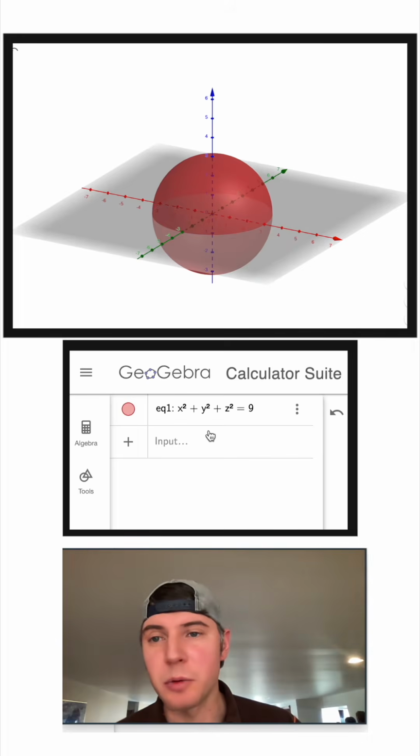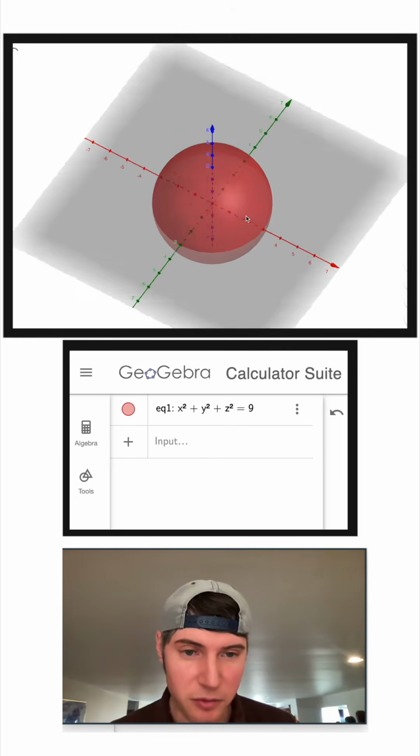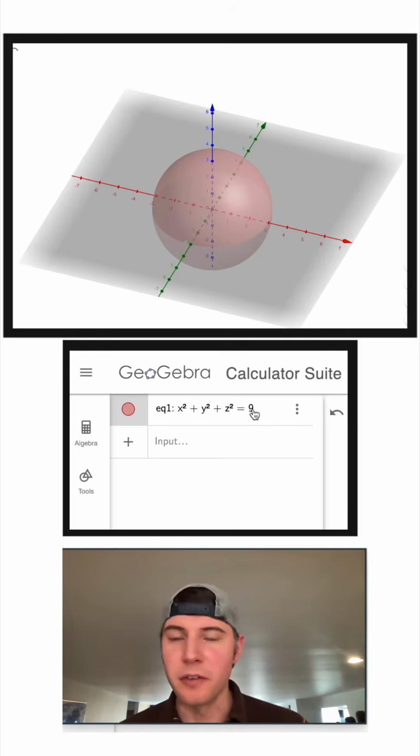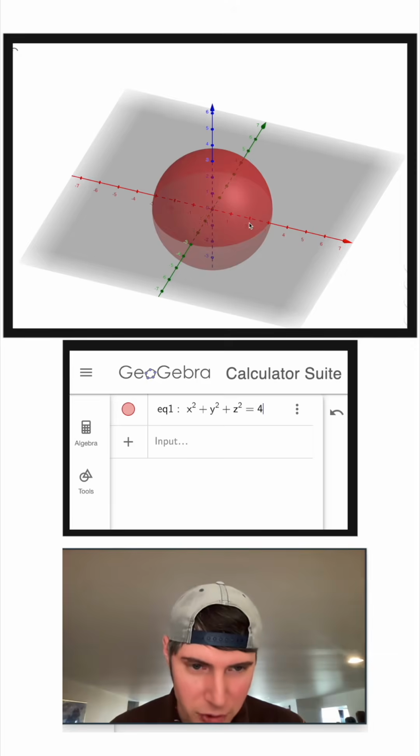If we do something like x squared plus y squared plus z squared equals 9, we can form a sphere. Right now, the sphere has a radius of 3, which is the square root of 9. If we want to shrink the radius down to 2, we can make this 9 into a 4, and that will shrink it down to 2.